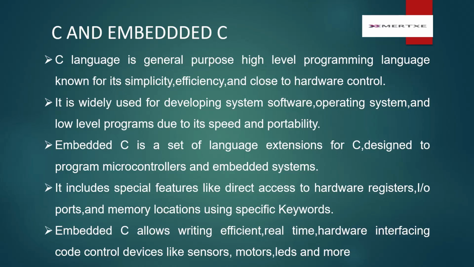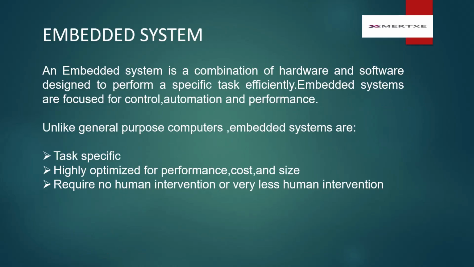Embedded C is a set of language extensions for C, designed to program microcontrollers and embedded systems. It includes special features like direct access to hardware registers, input and output ports, and memory locations using specific keywords. Embedded C allows writing efficient, real-time hardware interfacing code to control devices like sensors, motors, LEDs, and more.